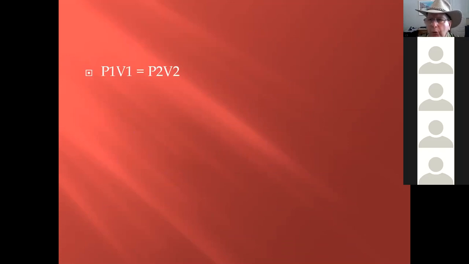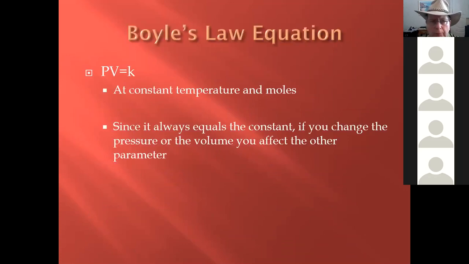That breaks down to P1 V1 equals P2 V2. Pressure times volume is going to be equal to a constant if I have constant temperature and moles. Since it always equals a constant, if I change pressure, it's going to affect the volume. If I change volume, it's going to affect the pressure.